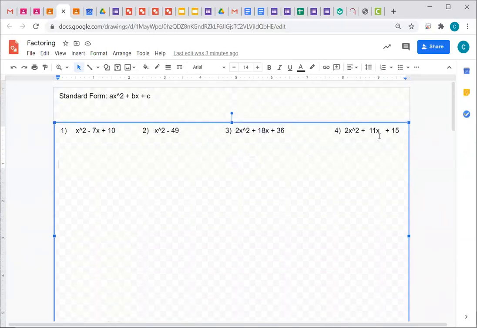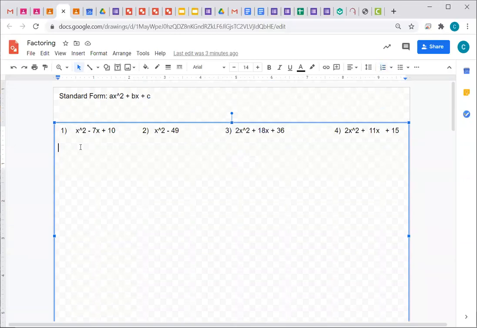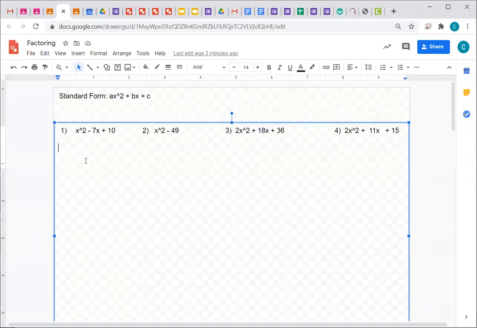But first, I'm going to do these four as an example. So the first two, the a term is 1, but for the last term, the a term is some other number. Here, they're both 2. Remember, in standard form, a term is the term in front of x squared. That's the coefficient. Also, remember, it's this x squared that makes it a quadratic expression, or when we talk about quadratic functions.